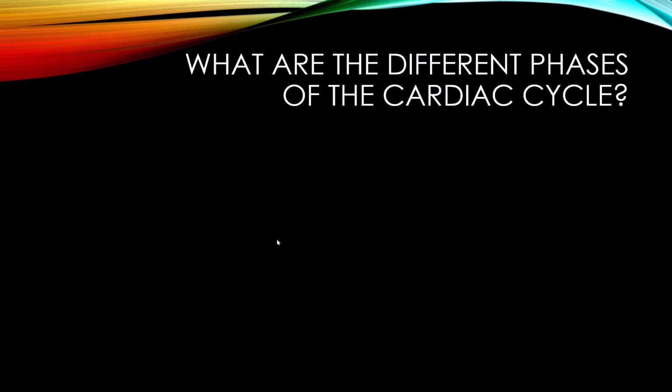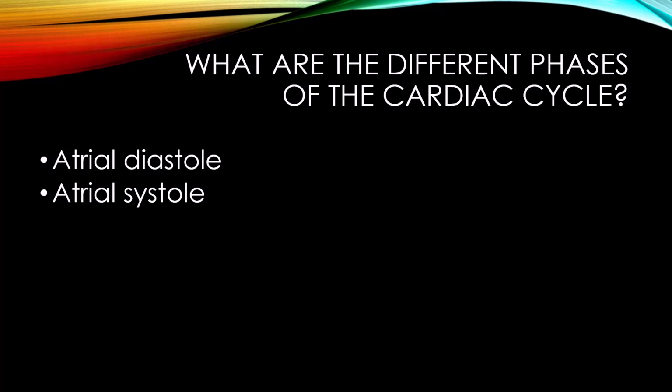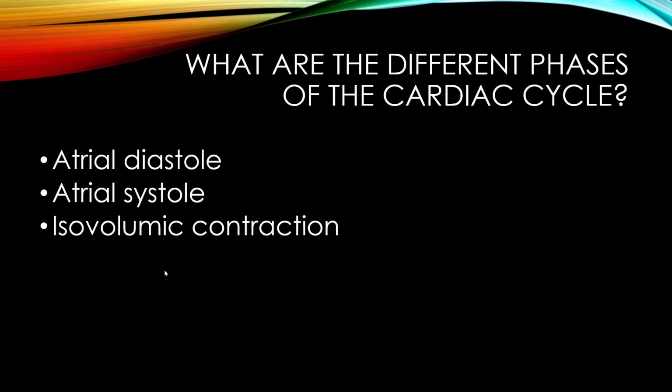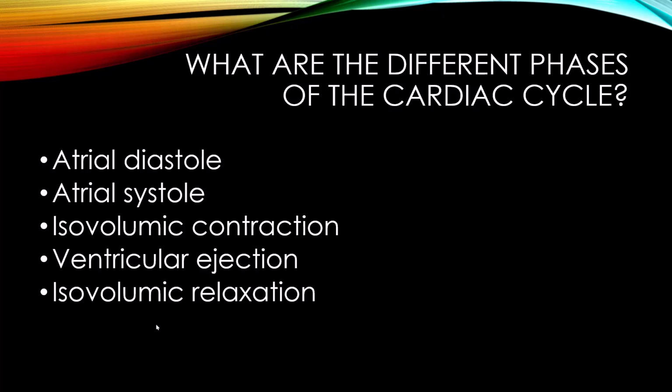What are the different phases of the cardiac cycle? Atrial diastole is the first phase; atrial systole, the second phase; some people also call it diastole and systole. Then isovolumic contraction, ventricular ejection, isovolumic relaxation, and ventricular filling.